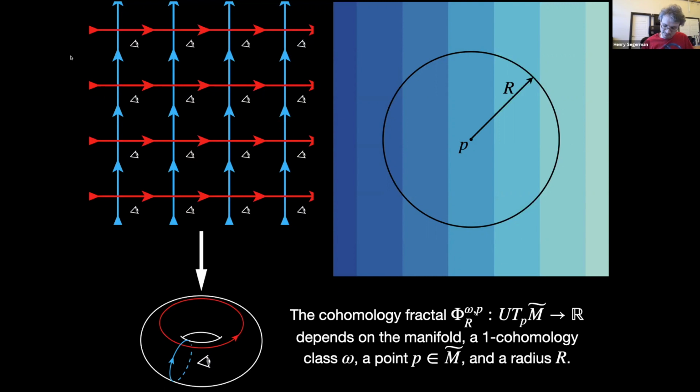So it's a map from the unit tangent bundle of the universal cover of the manifold. So you're at some point, and you're facing in some direction. And it maps to R, and it depends on the manifold and a cohomology class, which we're thinking of as being dual to this circle that we chose, and some radius. You have to choose some radius, and you get some sort of picture on the circle around P, plus 0, minus 0, and so on.